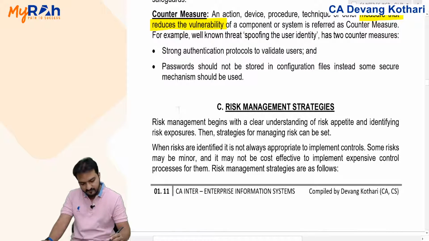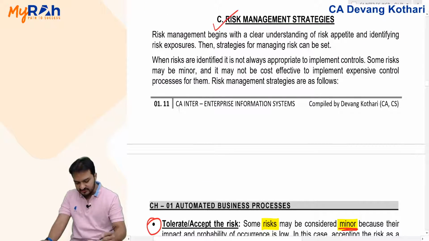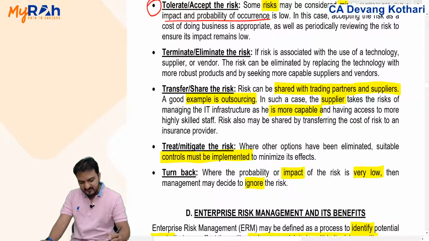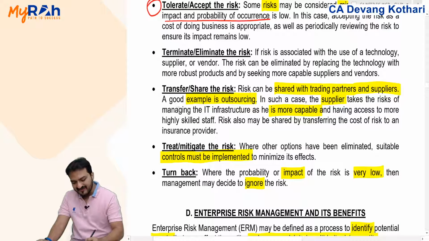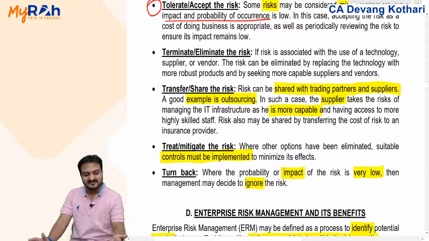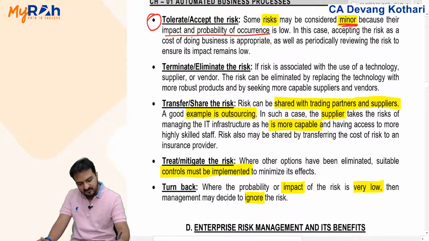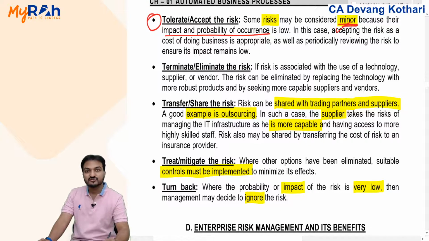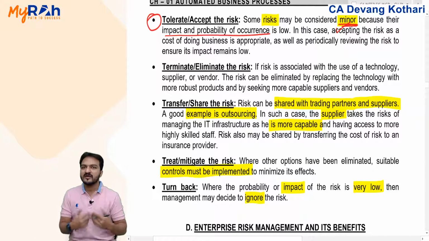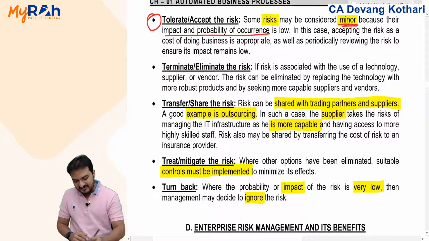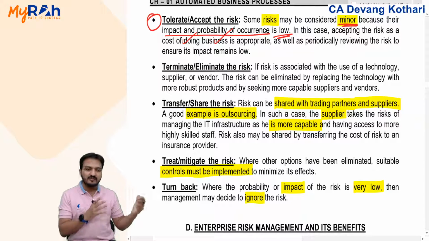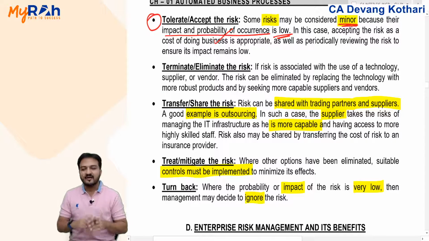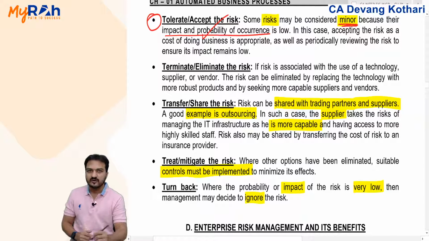Next, risk management strategies. Certain strategies are given here. Number one, you accept the risk, tolerate the risk. Some risks are considered to be very minor, very mild. So if the risk is very minor, then you accept the risk because its impact and probability of occurrence are very low. Impact, meaning the damage it will cause, is very low, and the chances of that thing happening are also very low. Then you accept the risk, tolerate the risk.